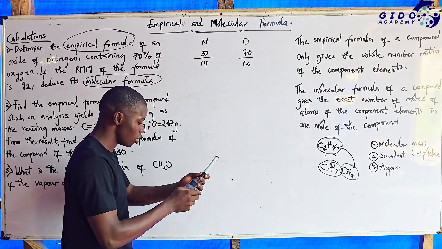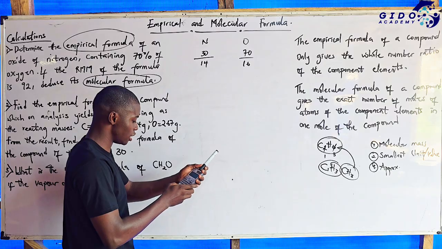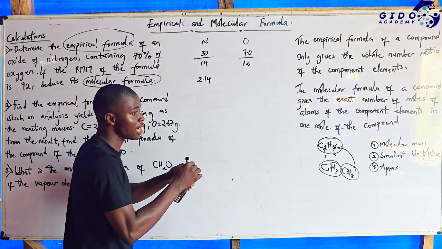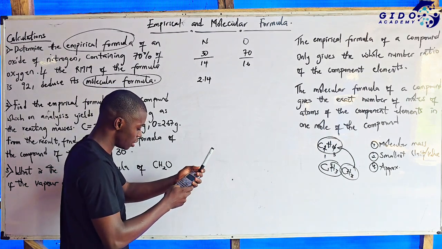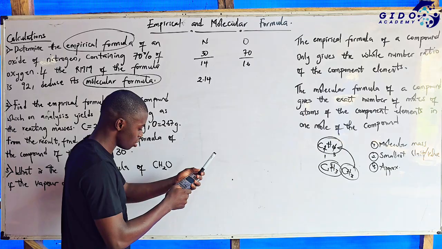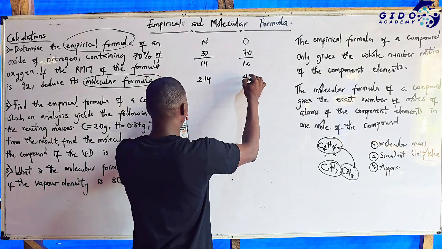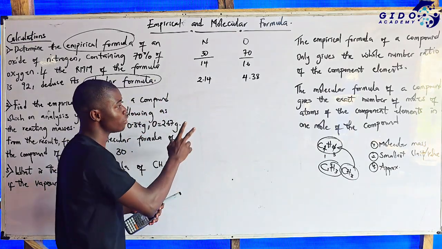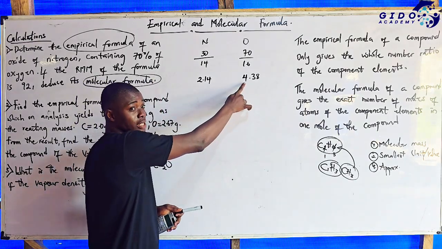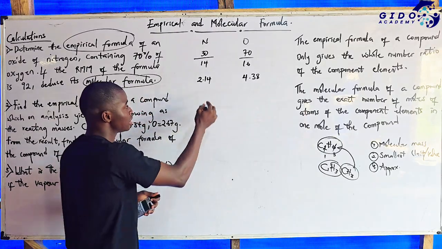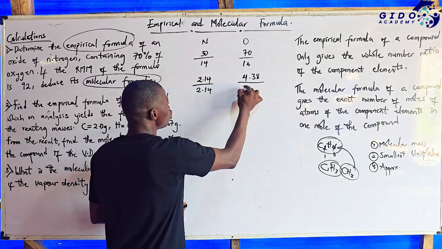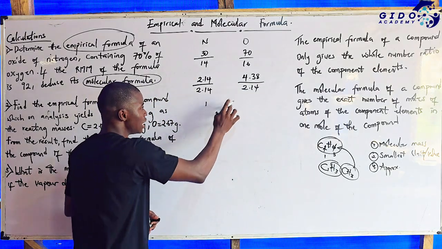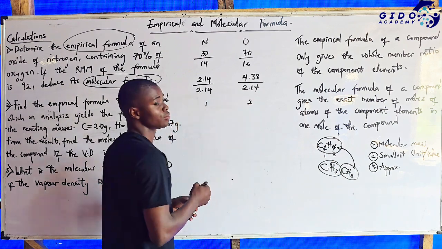So you punch your calculator, you press 30 divided by 14, we have 2.14, then 70 divided by 16, you have 4.38. So looking at this, which of the values is smaller? Is it 2.14 or 4.38? 2.14 is smaller than 4.38. So here will be 2.14, and 2.14 divided by 2.14, we have approximately 1. Then here you have approximately 2.